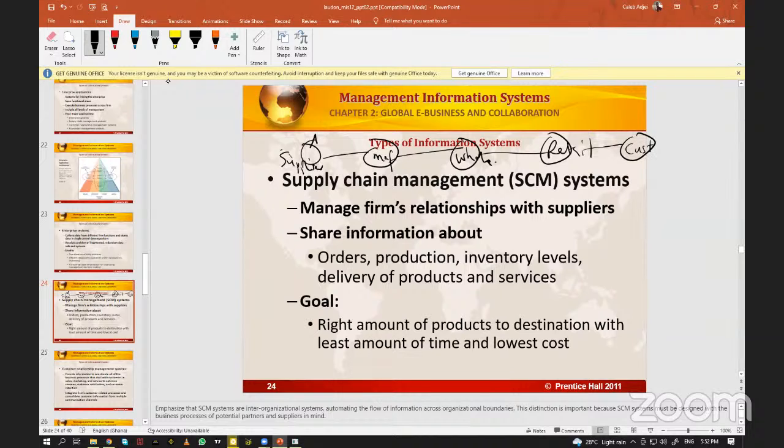So a product, before it finally moves to the final consumer or the final customer, goes through various stages, okay? That is what we refer to as the supply chain. Supply chain systems manage a firm's relationship using technology in this particular chain.